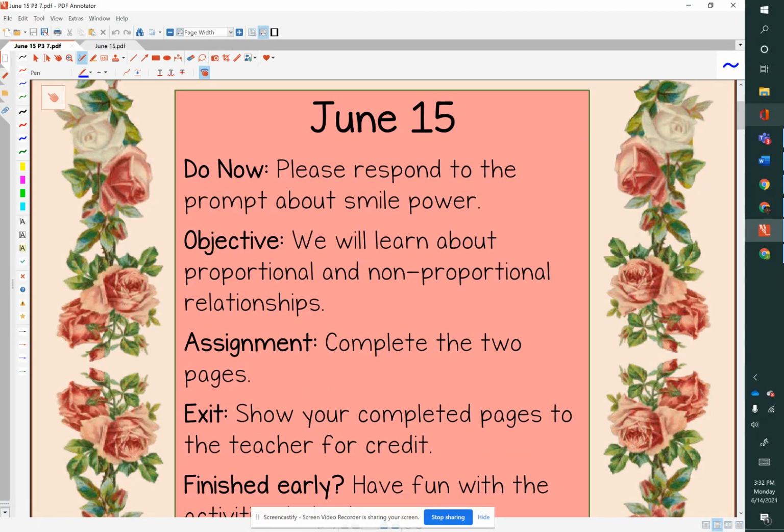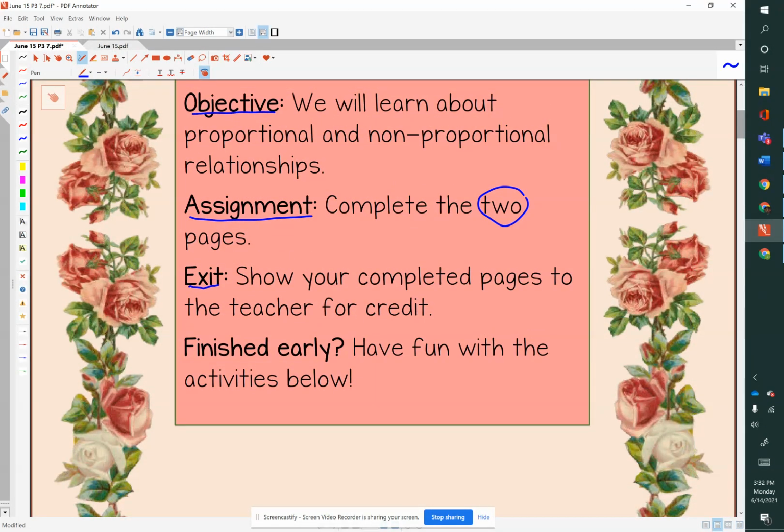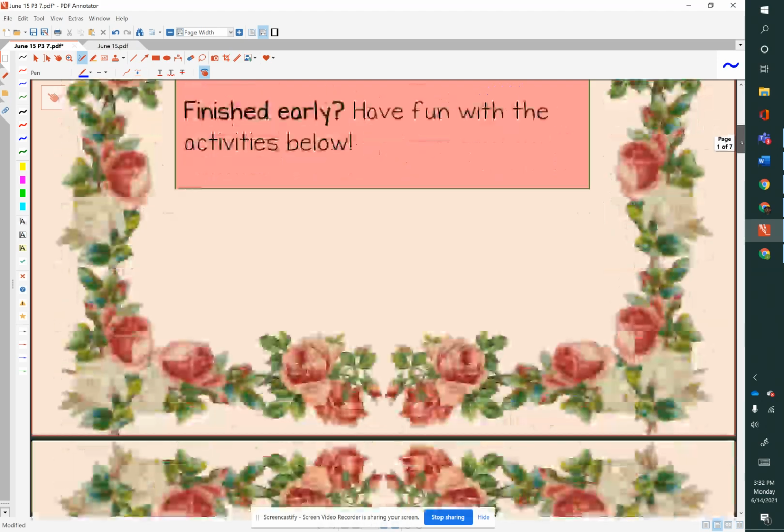We will start by responding in our Do Now to a prompt about Smile Power. It's Smile Power Day. Our objective will be to learn about proportional and non-proportional relationships, and our assignment will be to complete the 2 pages. Before you exit the meeting, make sure you've shown me both of your pages completed. Whether you're in school or at home, you need to do that. If you finish early, I do have some activities for you below.